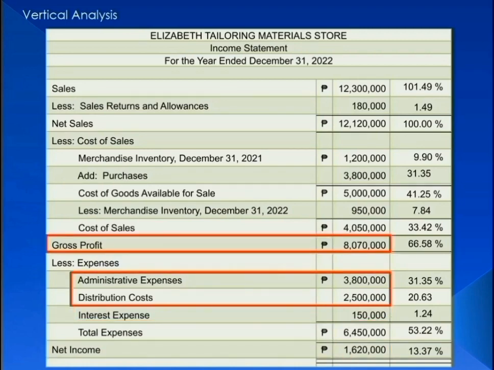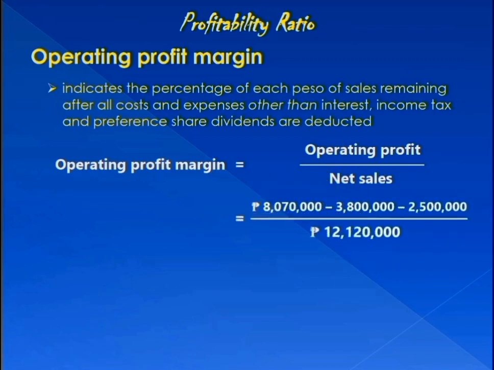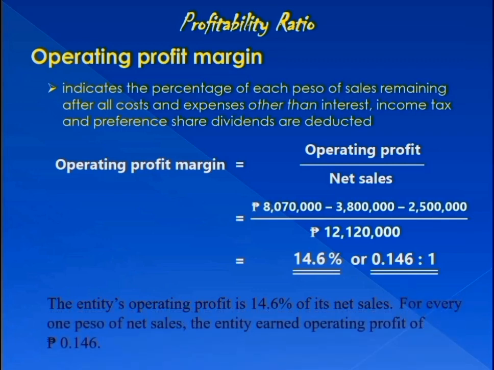Another figure we need for the operating profit ratio is the net sales, 12,120,000. Therefore, the operating profit margin is 14.6%, or 0.146 is to 1. Like any other profitability ratio, the higher the operating profit margin, the better.